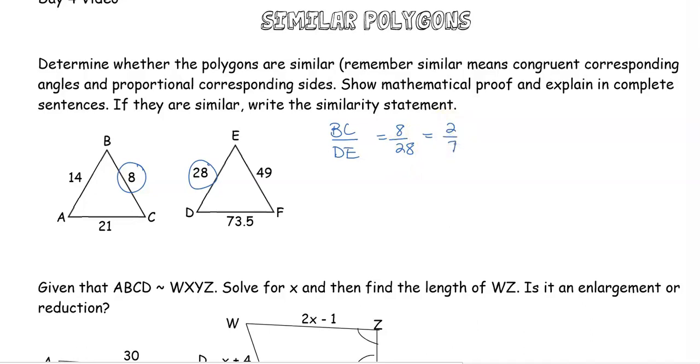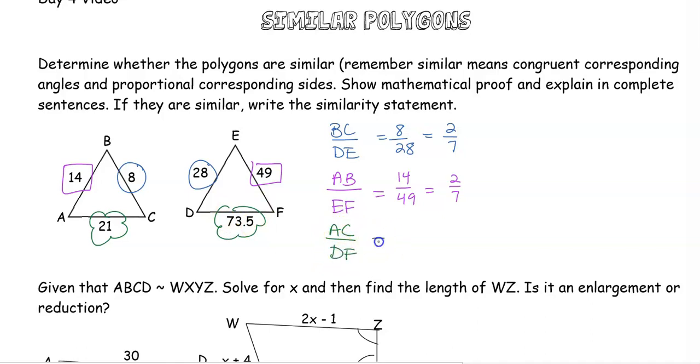I have to see if the ratio of the remaining corresponding sides is that same number. If it has the same ratio, then they are proportional. So the next smallest side is 14, over here 49. So AB is corresponding to EF. 14 over 49, divide both by 7, that gives us 2 over 7. So far, so good. And that leaves us with our last one. 21 is the largest, which is AC, corresponding to DF.